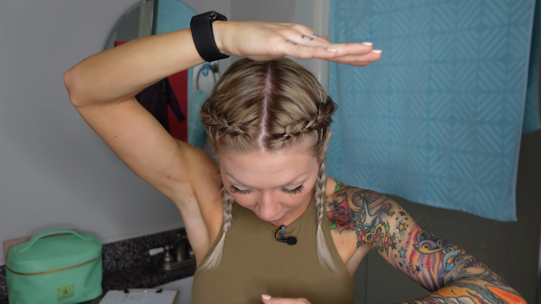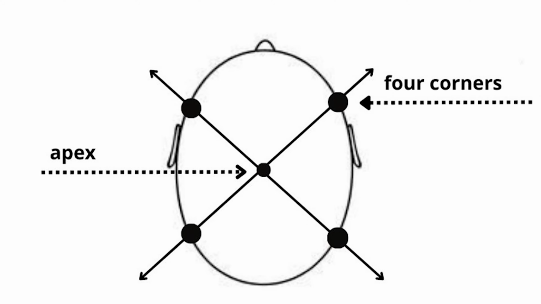Apex, highest point, tippy top of the head. Four corners. This is literally just four corners of the head. Now the head is round, but pretend if the head was square, you would have four corners. This is where weight gathers.